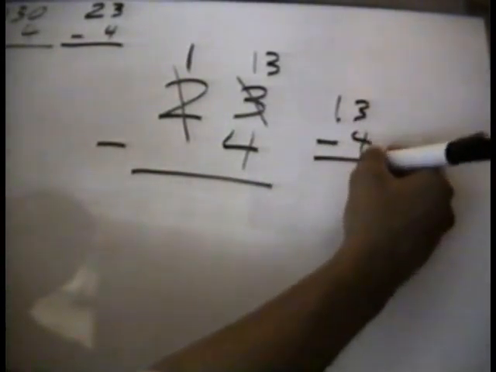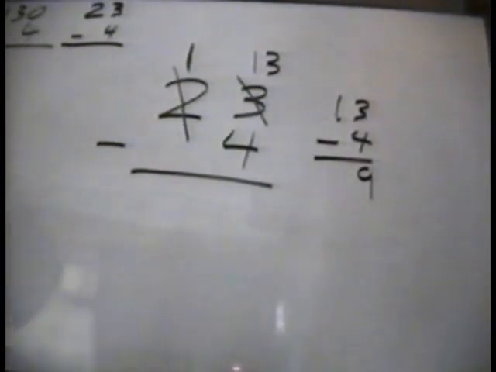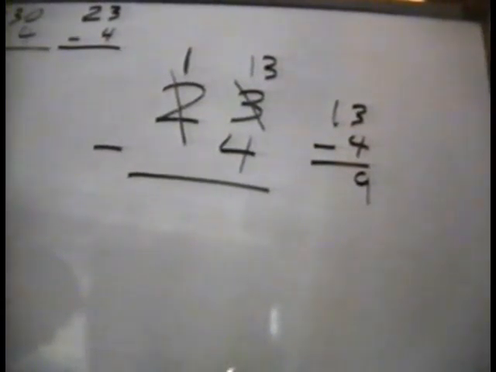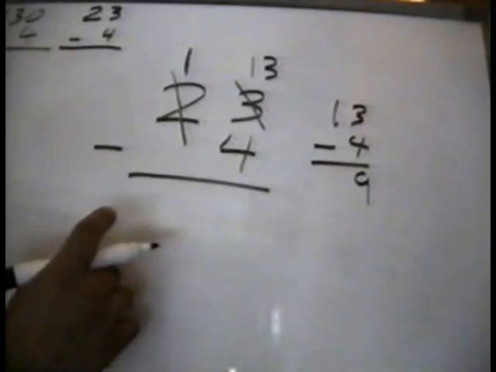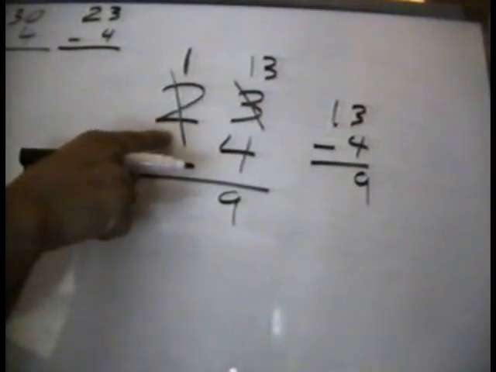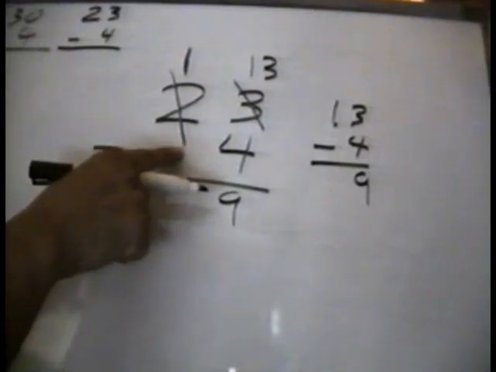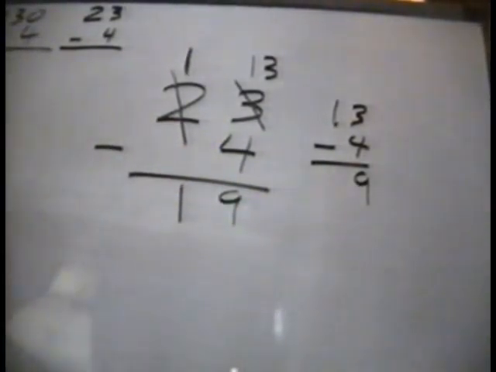minus 4. So here, we know that's 9. So we know that that's 9. Okay? So here, now, instead of subtracting from 2, we subtract from this 1. So we have nothing here, so that's 0 minus 1, so that becomes 1, 9.